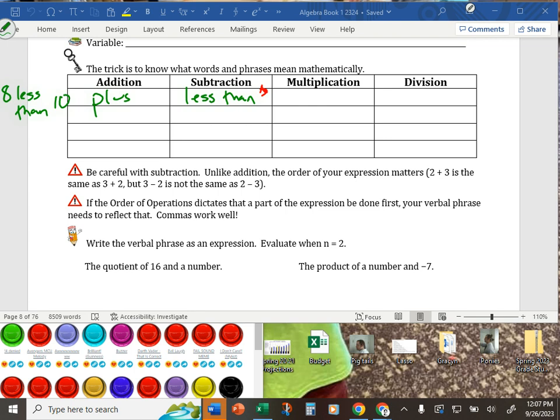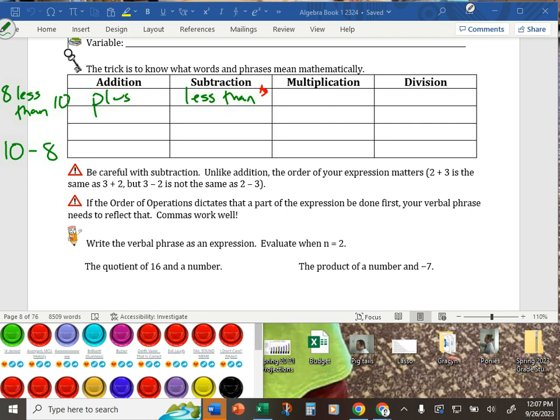8 less than 10. Why is the 10 first? It's 8 less than 10. It says 8 less than 10, right? The way this is phrased here, if it's 8 less than 10, 10 is what you're starting with, and then you're taking 8 less than that. So when you see this phrase, and it does appear on your page, pay attention. The order's actually reversed. Does that make sense?